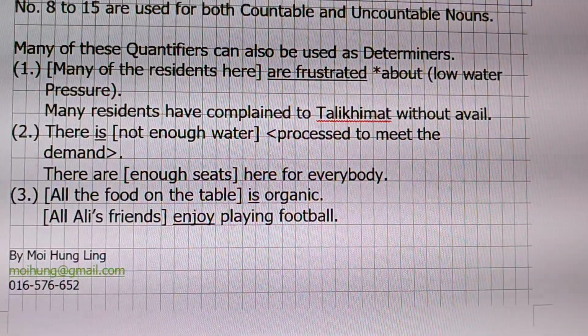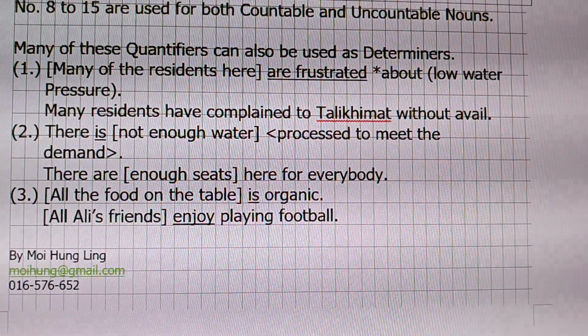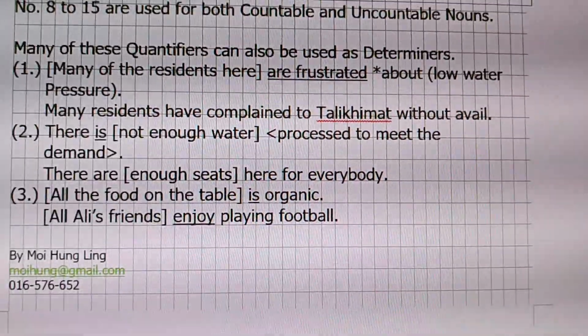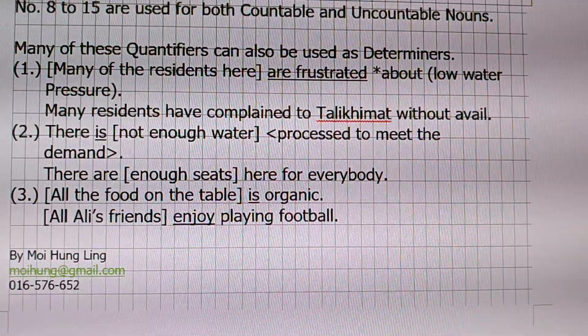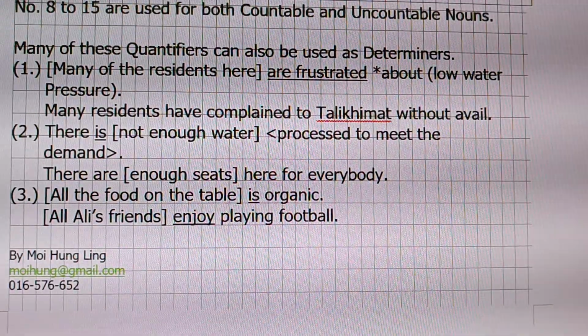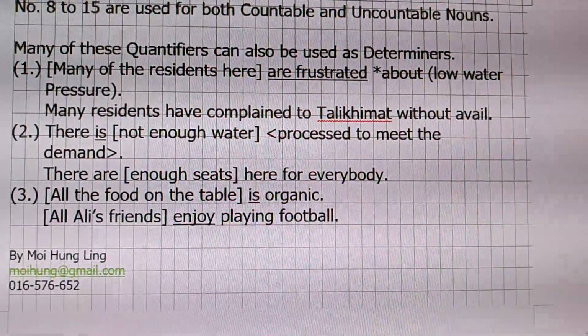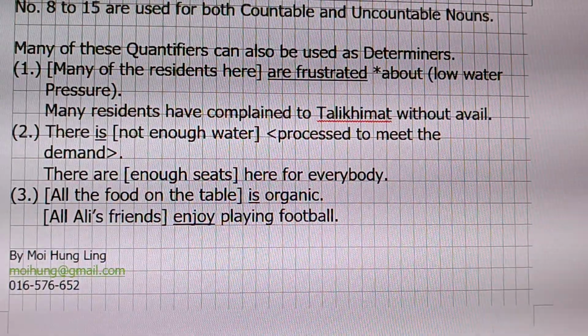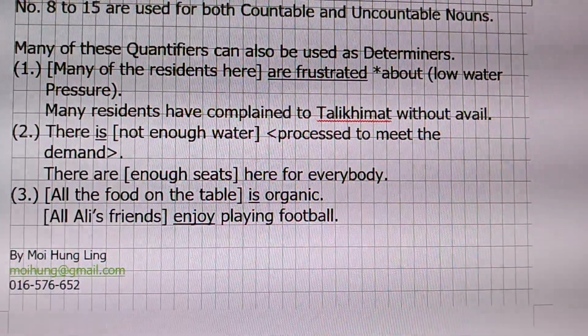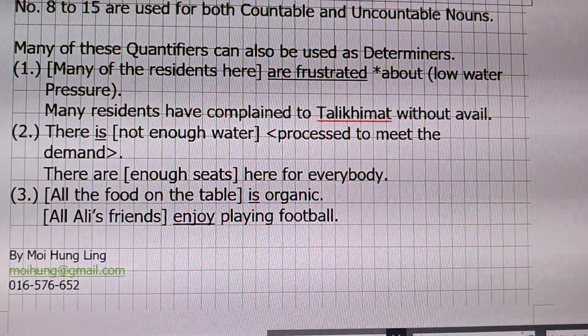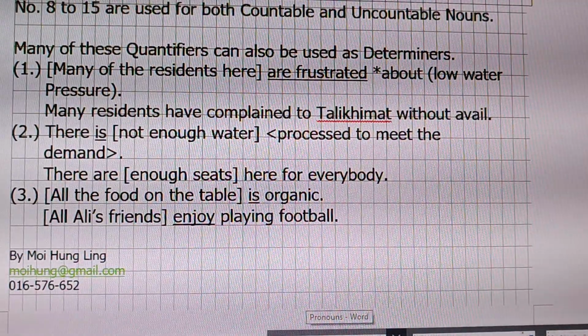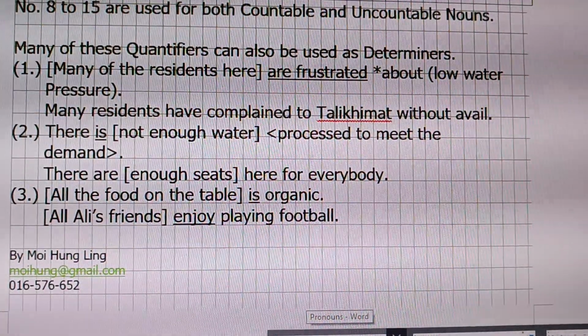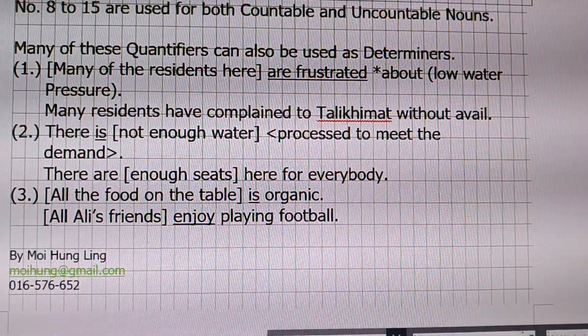Words in English can be used as a noun sometimes, a verb, and an adjective, all at the same time. Like well, the word well can be used as a noun, verb, adjective, adverb. So all the foods on the table are organic. All Alice's friends enjoy playing football. Alright, all of them are good. When used alone, it is a pronoun.